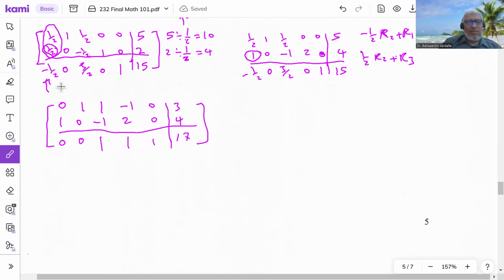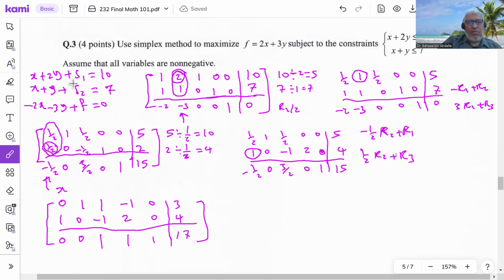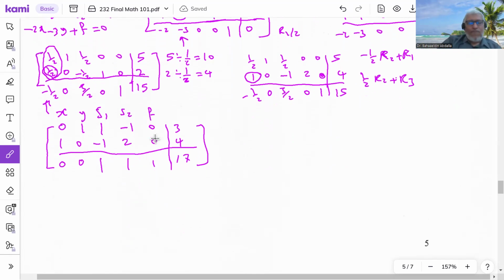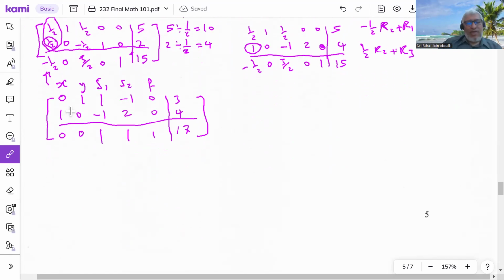Now this is X, not X1. And this is Y, and this is S1, and this is S2, and this is F. Here I have a leading one and zeros. So X is a basic variable. Y is also 1 and 0. So Y is a basic variable. S1 and S2 are non-basic. So I put S1 and S2 zeros.